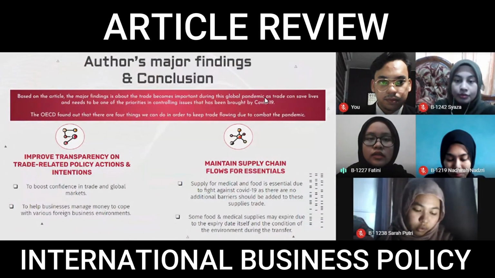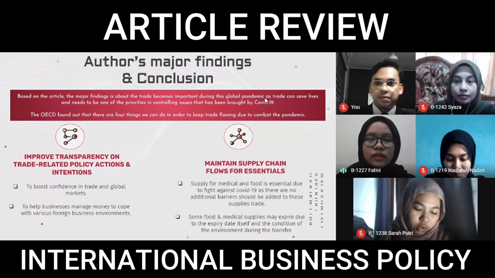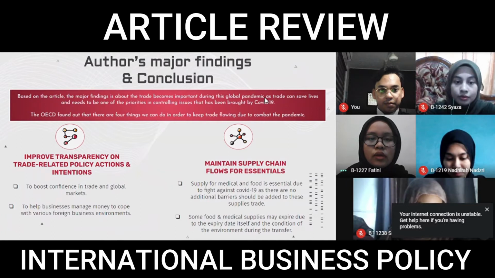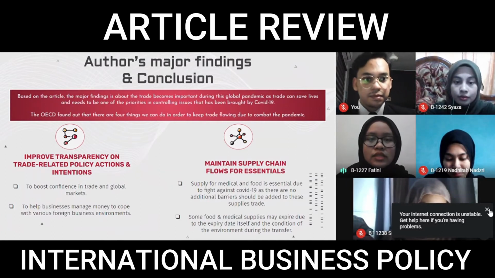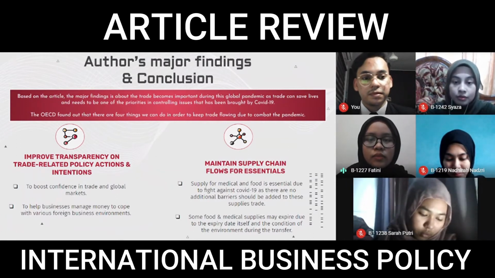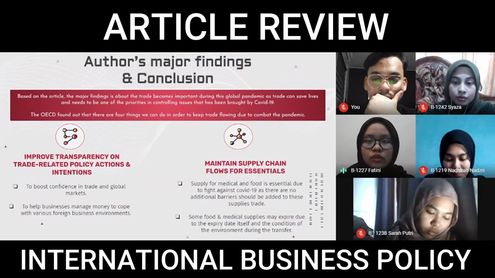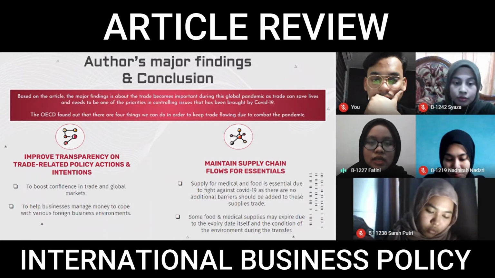Next is the article's major findings and conclusion. Based on the article, the major finding is that trade becomes important during the pandemic, as trade can save lives and needs to be one of the priorities in controlling issues that have been brought by COVID-19. The OECD found out that there are four things that we can do in order to keep trade flowing to combat the pandemic. The first one is improve transparency on trade-related policy actions and intentions.